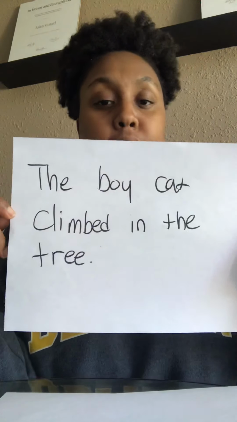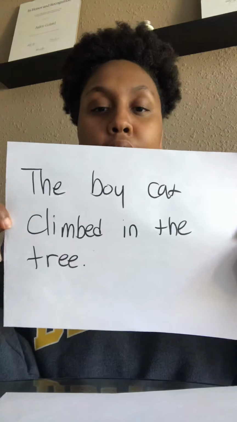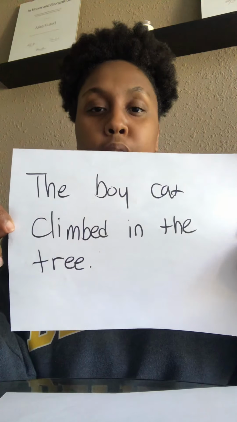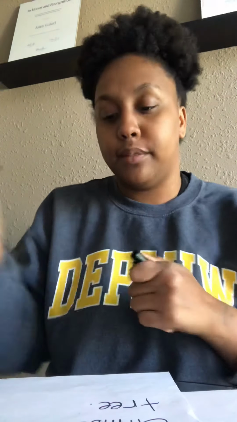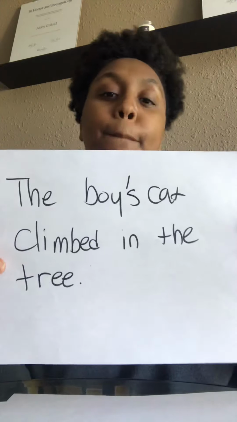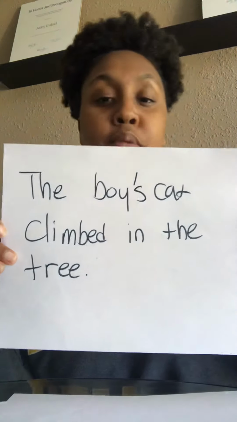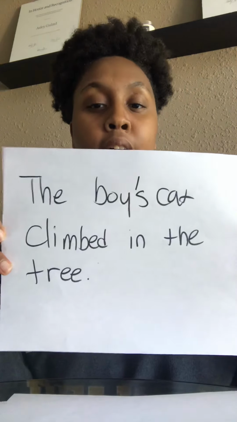The boy is singular because he's by himself. He doesn't have an S at the end to let me know he's plural. Now, where does the apostrophe go? If I had to write this, how would you write that? Let me see if I get it right just like you did. I will put the apostrophe S to identify that the boy owns the cat. Good job. The boy owns the cat, so I would say the boy's, apostrophe S because he was singular, climbed in the tree.